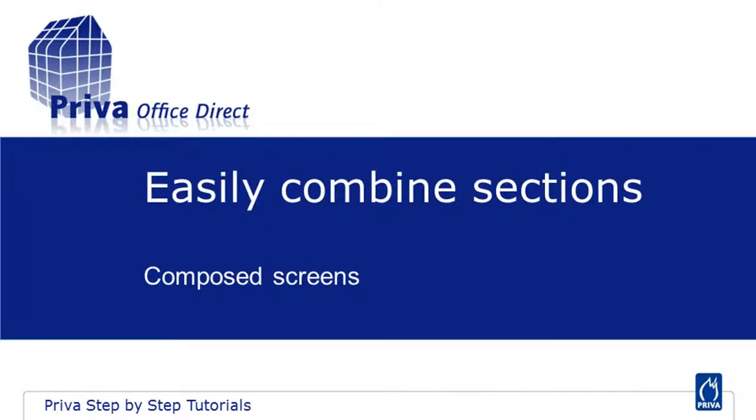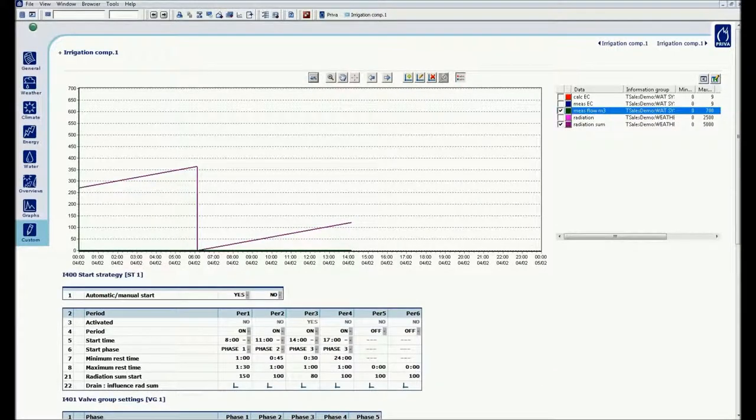Easily combining sections with the function compose screens. In Priva Office, it is possible to combine multiple sections into one compose screen. This function is very handy to create an overview for glasshouse or compartment specific situations.